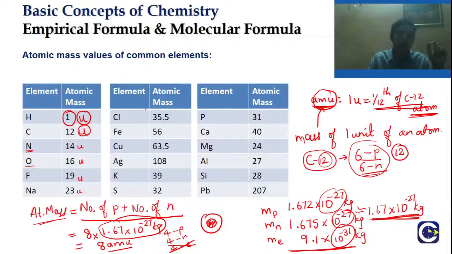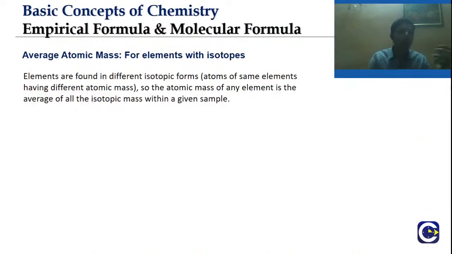And one more thing to notice over here is that few have fractional units, isn't it? 35.5 U. U means units, the mass of 1 unit of an atom. So 35.5 units is very difficult to comprehend, isn't it? So that's why we have something called average atomic mass, which explains why chlorine has 35.5.